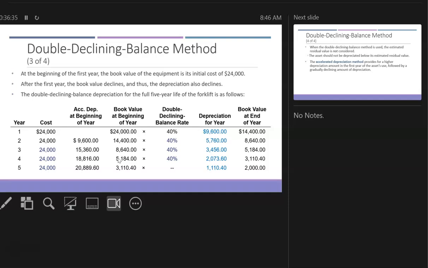Yes? Do real estate people use this so they can write off more depreciation up front? Correct. And the thinking is that that asset gets used more and worn out more in those first years. Okay? Does that make sense?